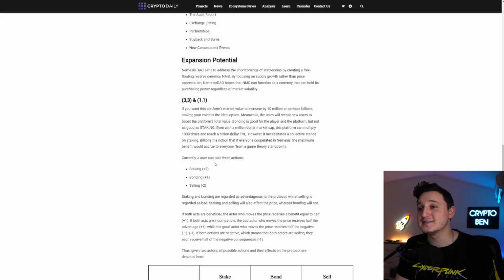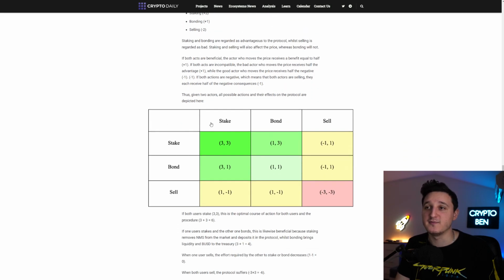So currently a user can take 3 actions: stake, which is +2, bonding +1, and selling is -2. So this is how the chart looks like. If we both stake, if you and me stake, basically it's a 3 and 3, so everybody is a winner. If both of us bond, this would happen. Basically it's 1 plus 1. So there you go, 1 plus 1. If you bond and I stake, it's basically 3 plus 1, which is okay. But if both of us bond, it's 1 plus 1. Still okay, but of course it's not even close to staking here.